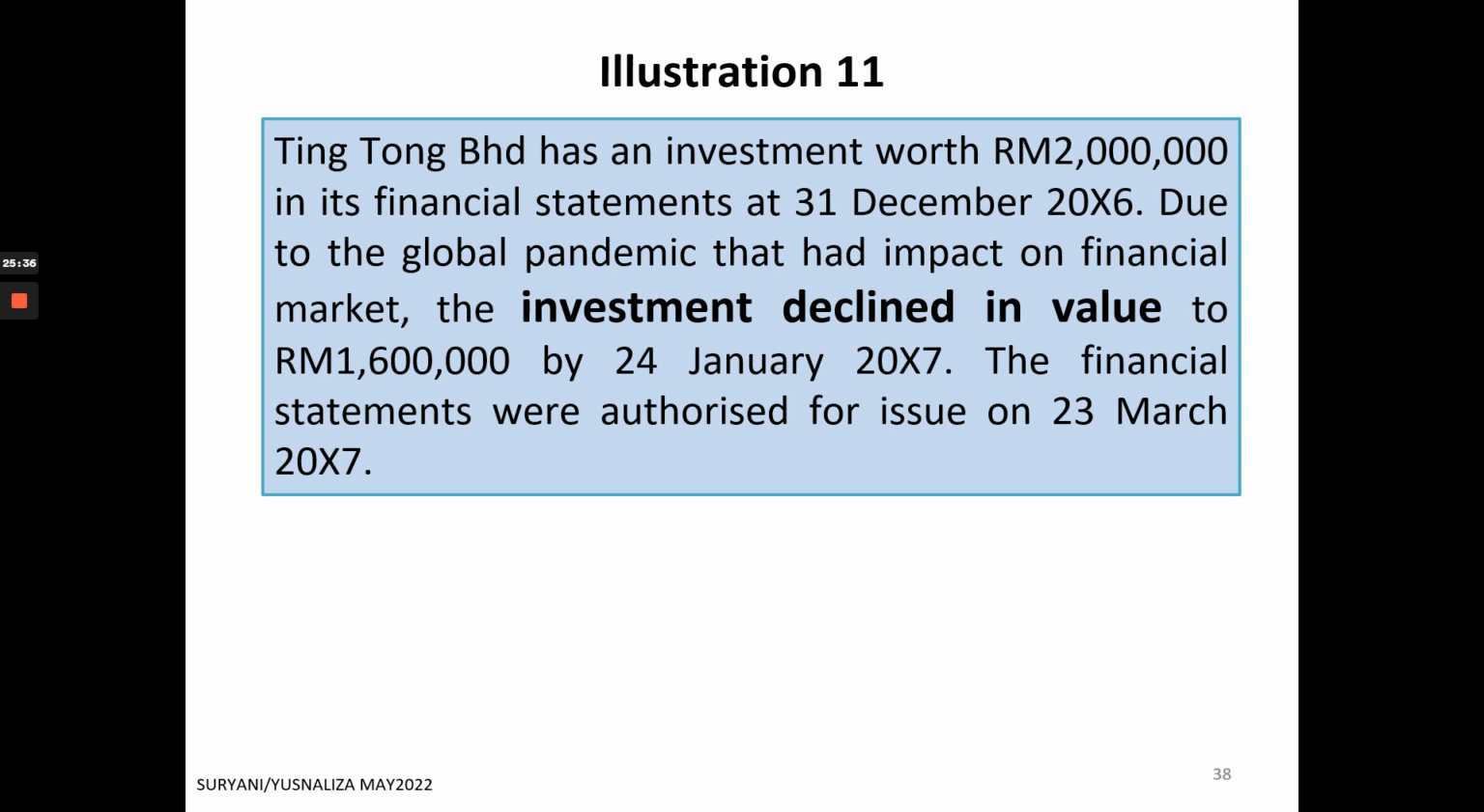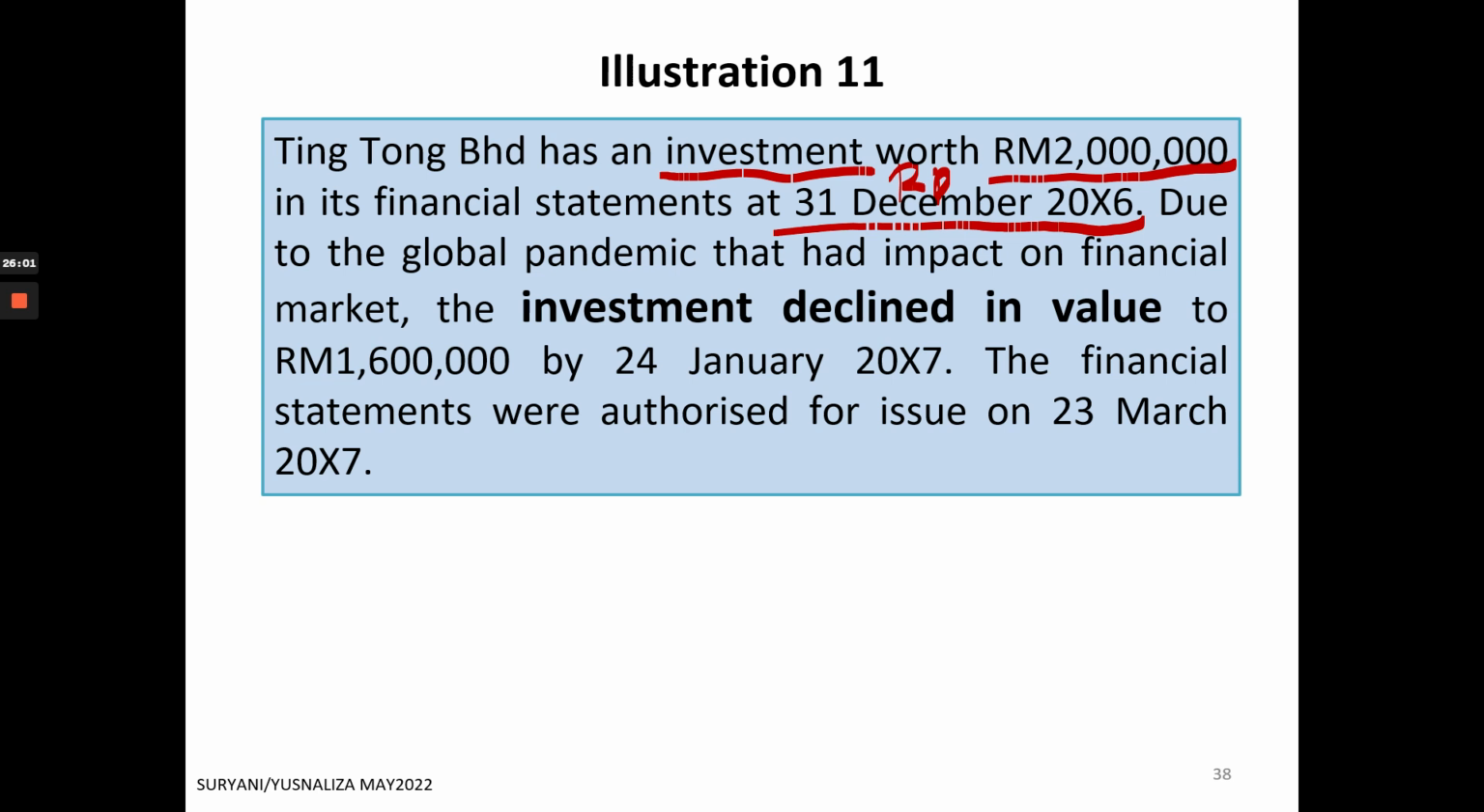Next is the last example, which is illustration 11. This is about a company called Tin Tong Berhad that has an investment worth 2 million, stated in the financial statements at 31st of December 2006. That was the year end of the company. The reporting date is 31st of December 2006.